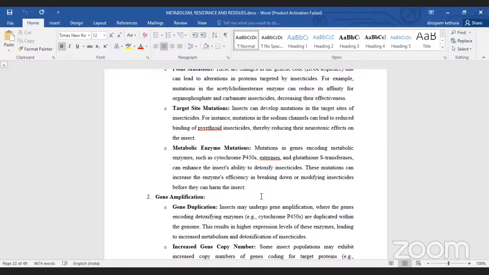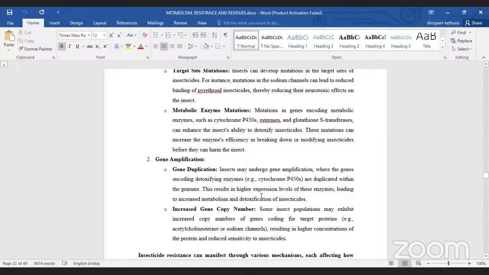And the second one under the natural mutations is target site mutations. The insects can develop mutations in the target sites of insecticides. For instance, mutations in the sodium channels can lead to reduced binding of pyrethroid insecticides, thereby reducing their neurotoxic effects on the insect. We all have studied what is acetylcholinesterase, what is a sodium channel, what are ion channels, what are voltage gated channels, all these things in our previous classes. Okay, so this is about the target site mutations.